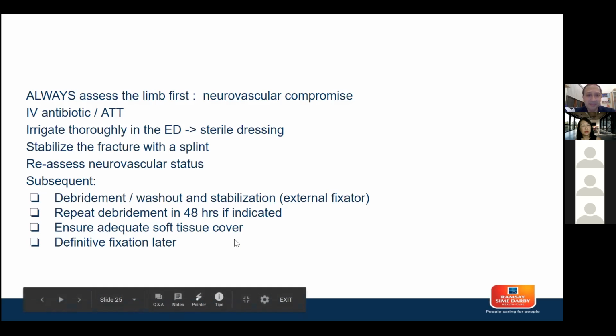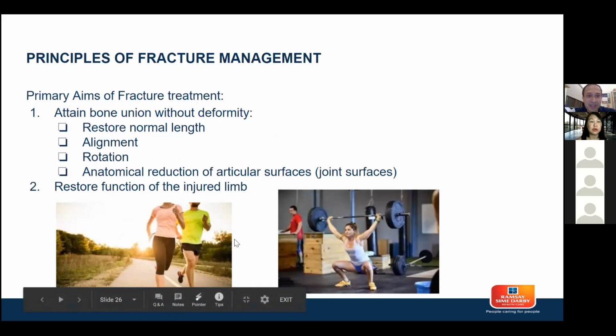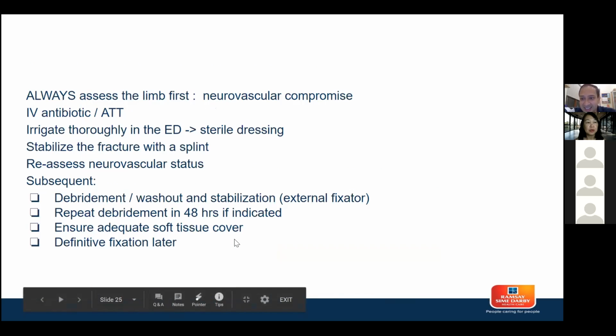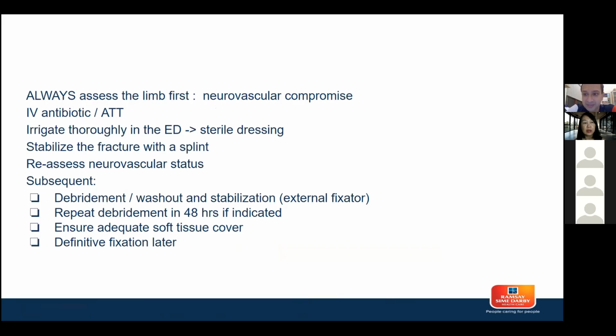Okay. Can I ask a question, please? Yeah. When you look for neurovascular status after you have done the splinting and everything, what if there is neurovascular compromise? What can you do about it?